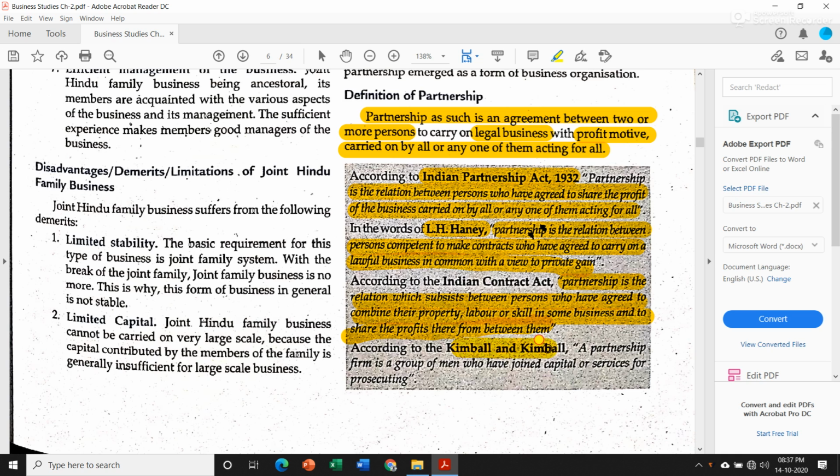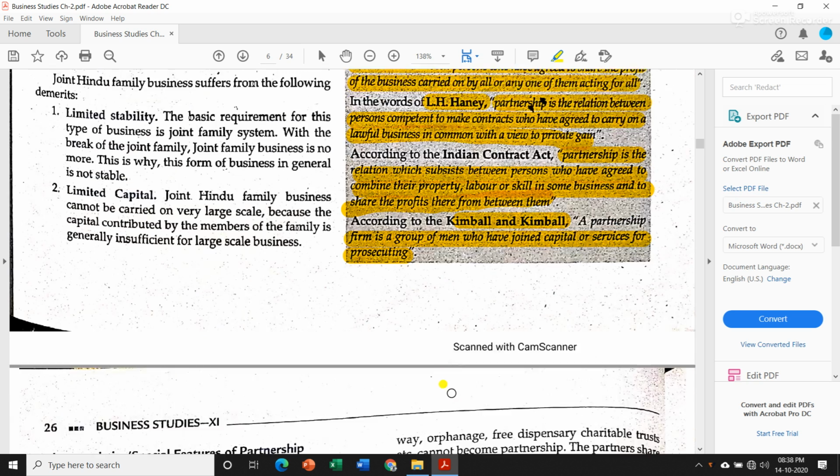Then according to Kimball and Kimball, a partnership firm is a group of men who have joined capital or services for prosecuting. Means according to Kimball and Kimball, partnership is nothing but a firm made by some group of persons who have joined capital. Means they have combined capital and services for carrying on the business.